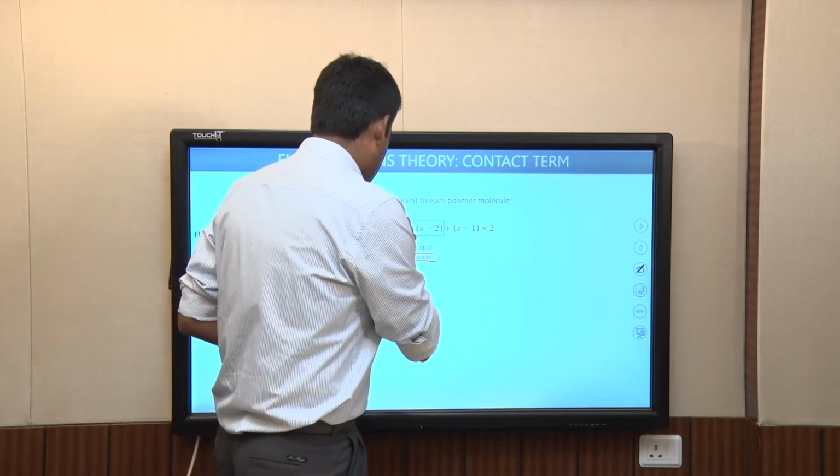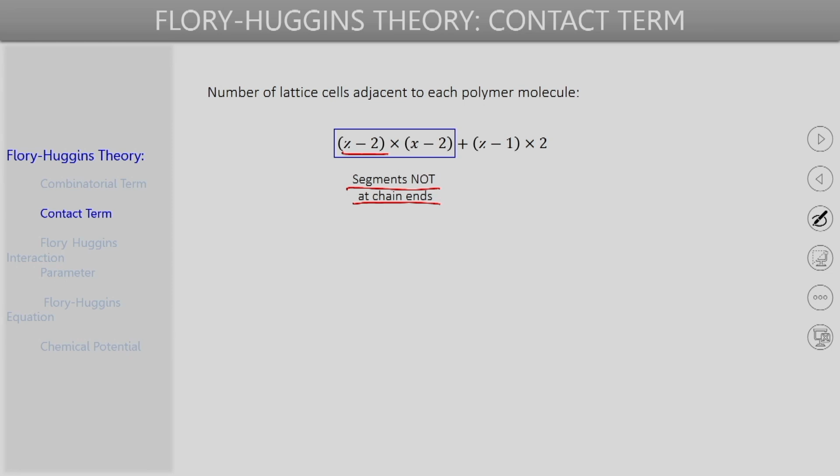So, this z minus 2 is because of that, and x minus 2 is because we have x minus 2 such segments, plus we have another term accounting for the contribution from the chain ends. So, we have 2 chain ends because we are considering linear polymers. For each chain end, it is actually connected only to one more segment, the previous segment along the chain.